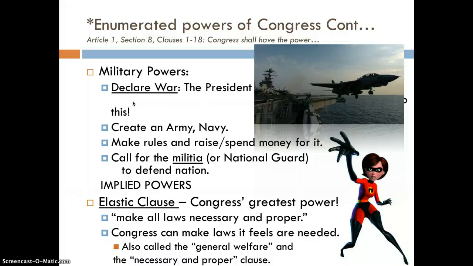Then there are implied powers. These are different from enumerated powers. They're not explicitly listed. And they come from the elastic clause, which says that we can make laws necessary and proper. So they can make laws that Congress feels are needed. Sometimes it's called the general welfare clause because it says to make laws providing for the general welfare of the people. And that's part of how they justify making laws like the recent health care law. They say it's for the general welfare.